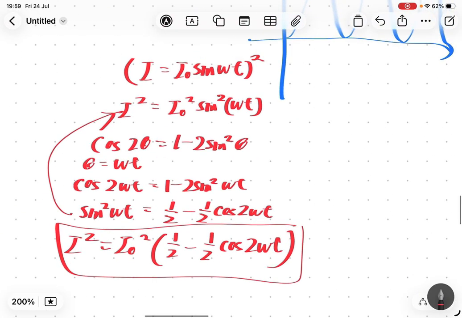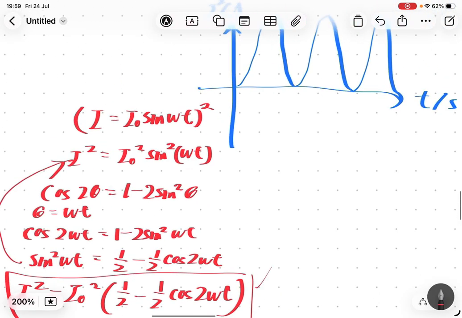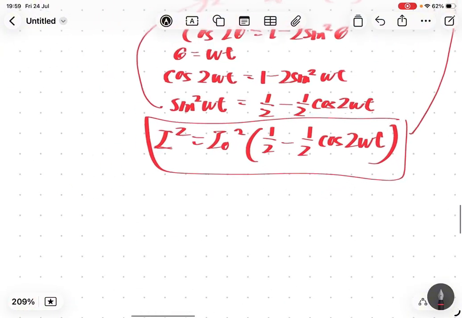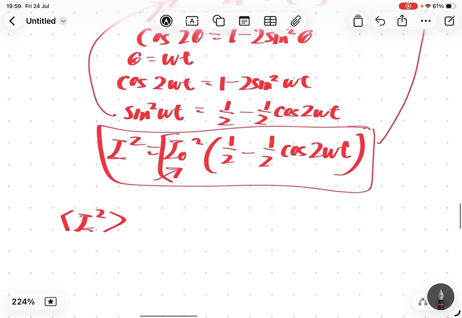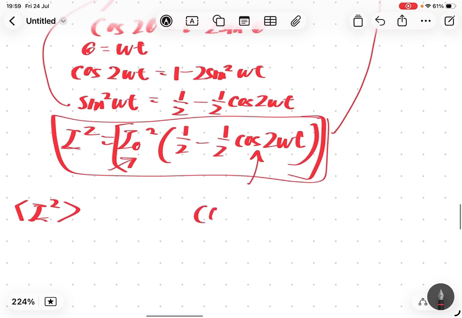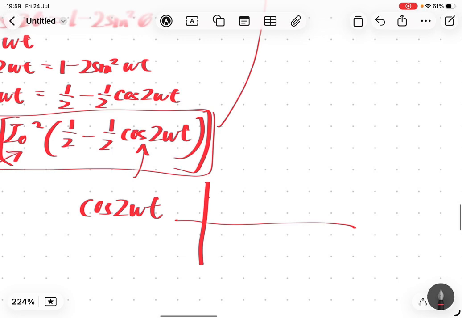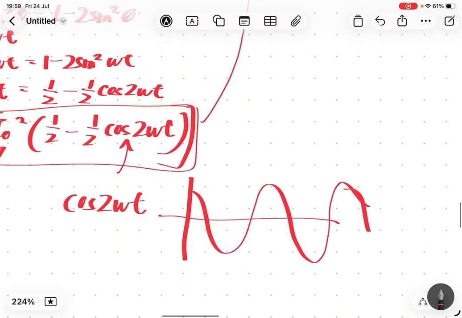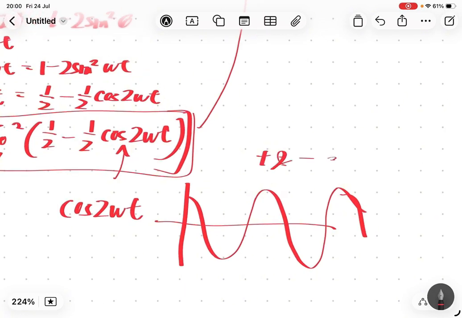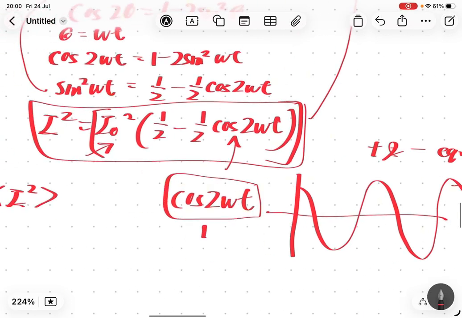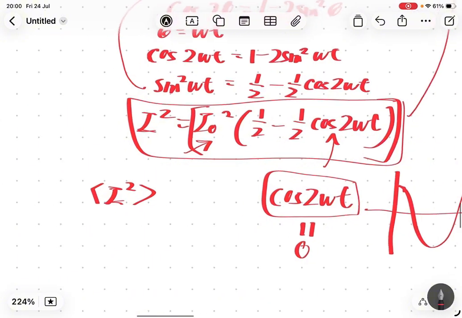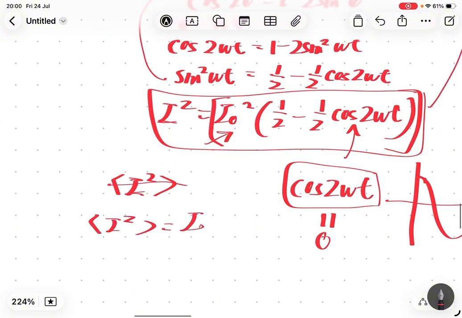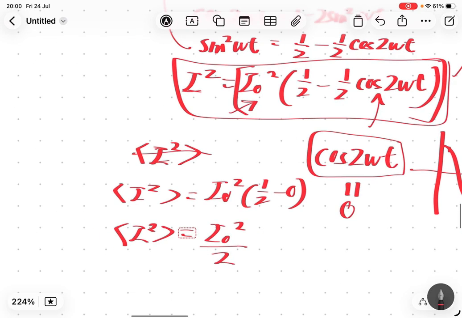Okay, so look at this. This graph is exactly the same as this. If I want to get the average, I need to look at this equation, specifically at cos 2 omega t. If I draw it out, the function will look something like this. Because the positive and negative sides are equal, when I get the average, this is equal to 0, so they cancel out. So the average I squared equals I0 squared times (1/2 minus 0), which is I0 squared over 2.